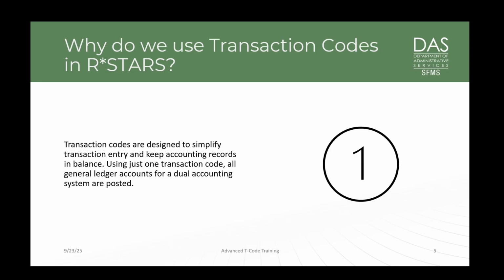So why do we use transaction codes in R-stars? How can a 3-digit number be the accounting information? Well, they're really just designed to simplify things. Transaction codes simplify transaction entries and keep accounting records in balance. Using just one transaction code, all general ledger accounts for a dual accounting system are posted. It's pretty awesome.